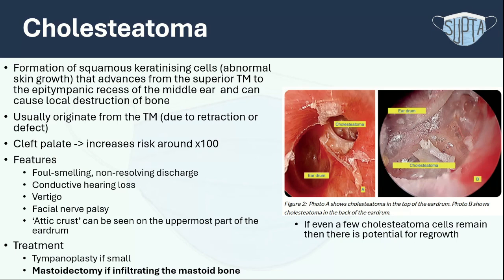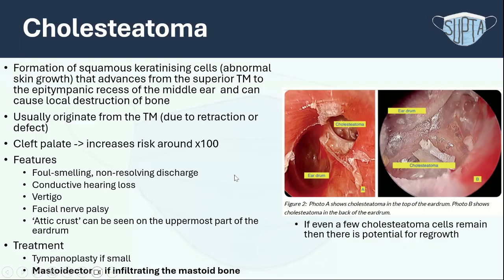So now talking a bit more about cholesteatoma. This is formation of squamous keratinizing cells. So basically abnormal skin growth that advances from the superior tympanic membrane to the epitympanic recess of the middle ear and can cause local destruction of bone. So that's actually quite a serious problem.